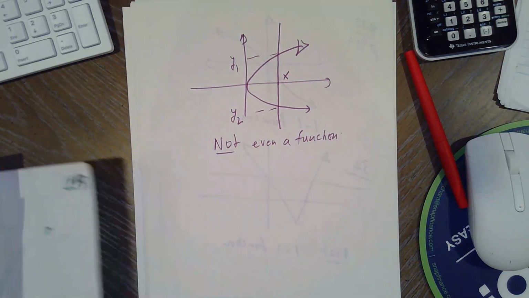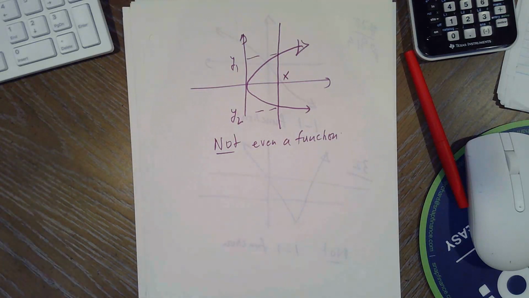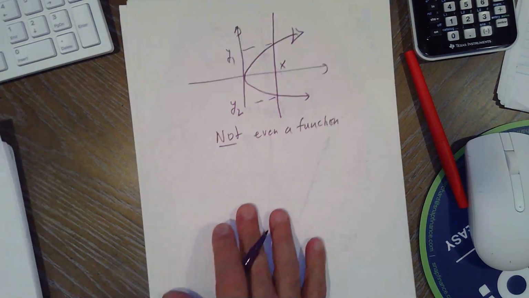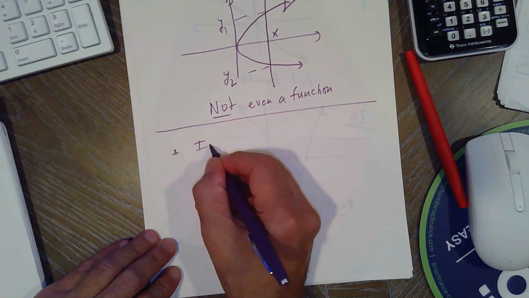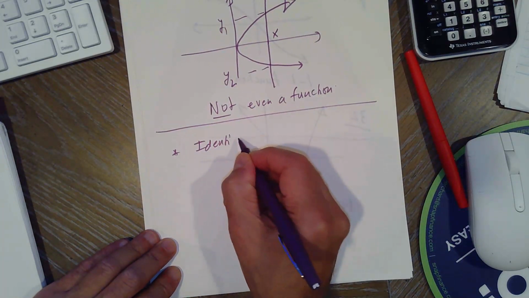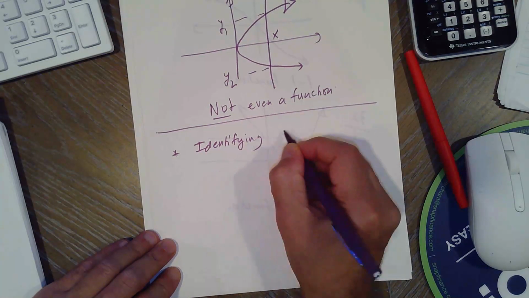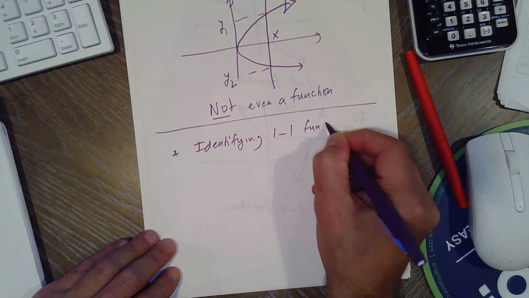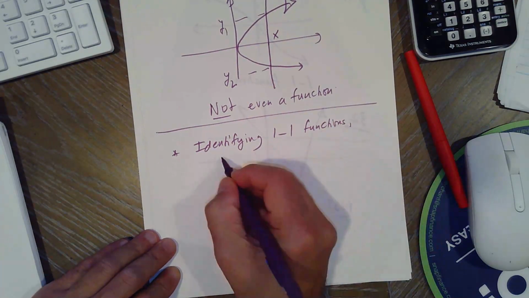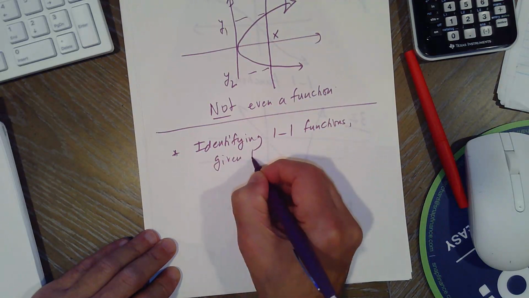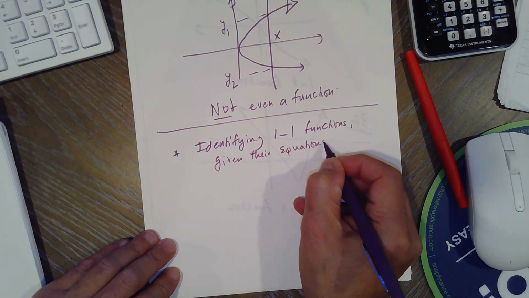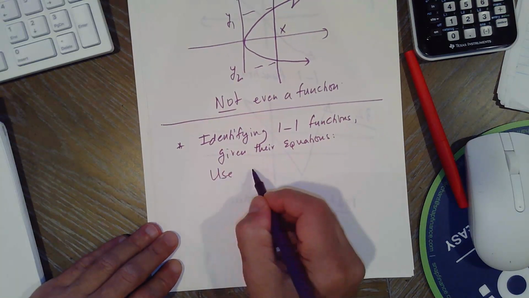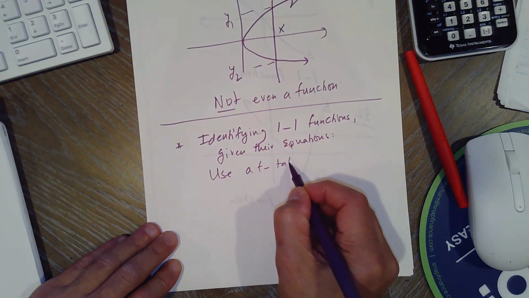Okay, so we know how to identify functions from a set of ordered pairs. We can identify a one-to-one function from the graph. How do we identify a one-to-one function given its equation? Identifying one-to-one functions given their equations. In order to do that, we use a t-chart, a t-table.